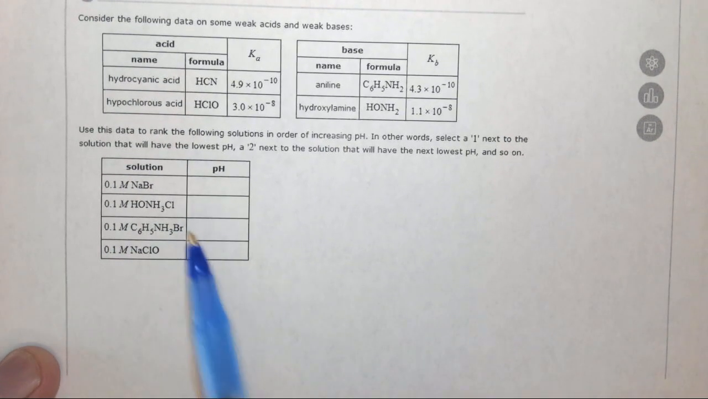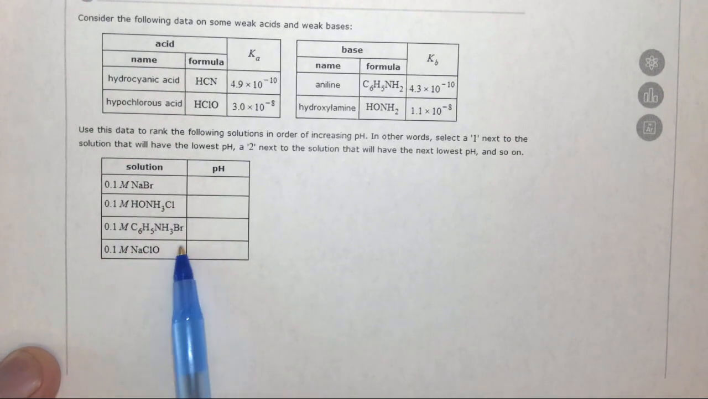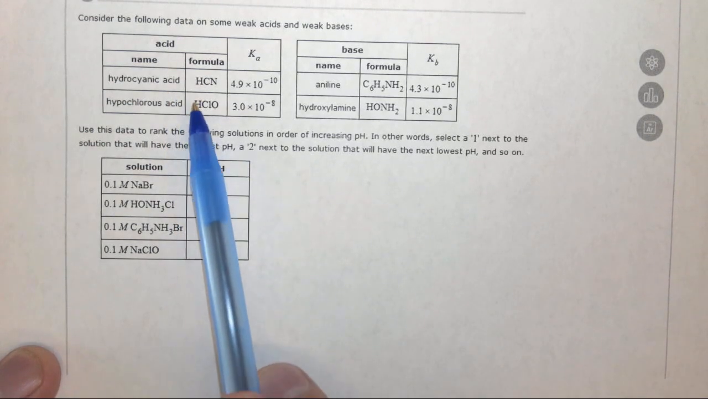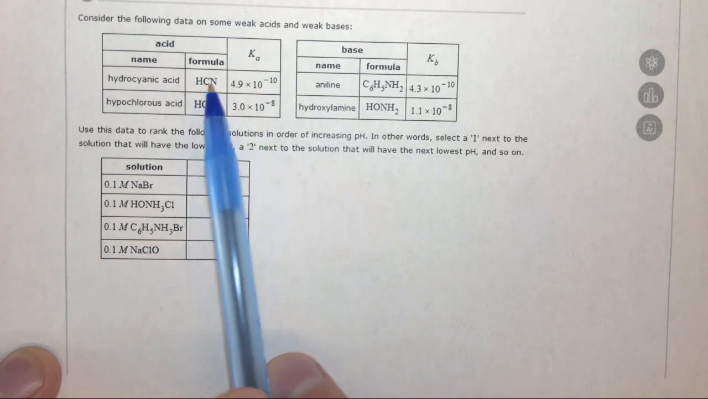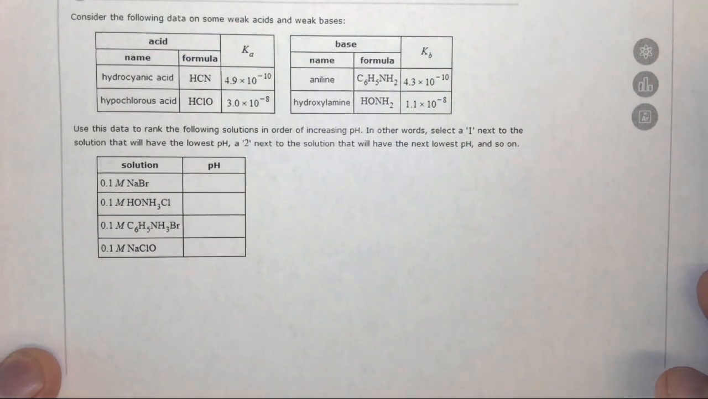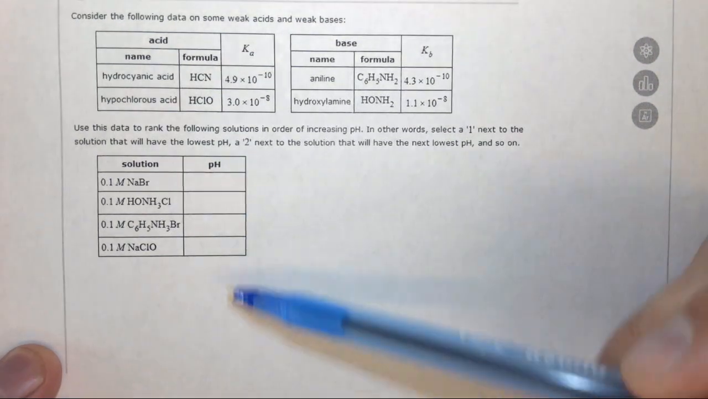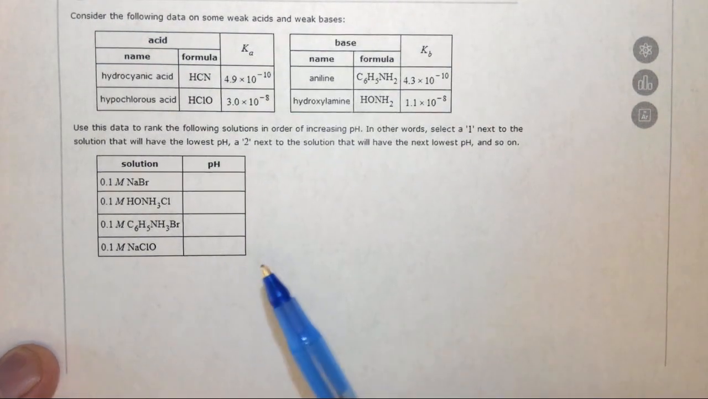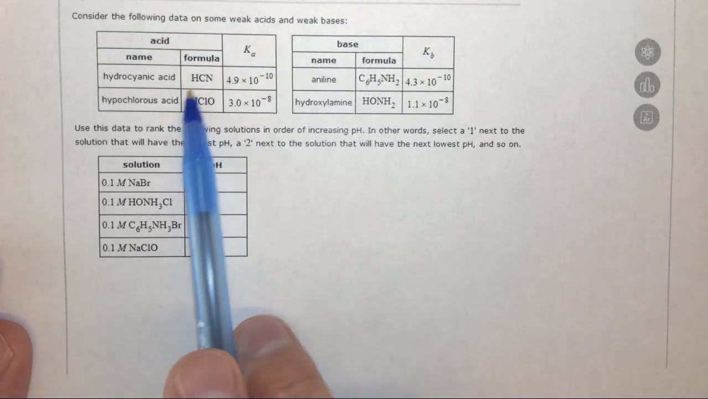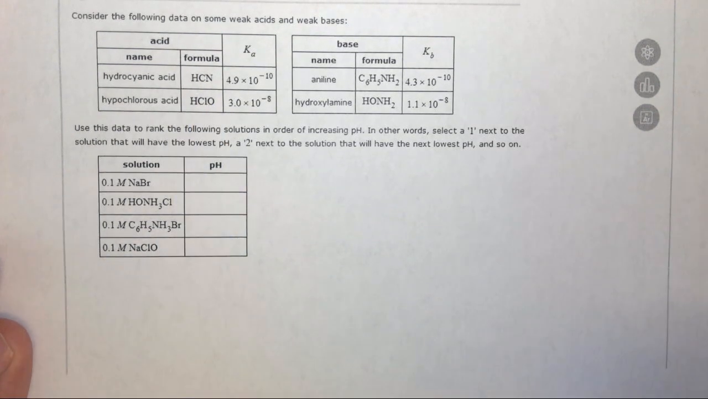In this question, we're asked to rank several compounds in terms of their pH. And we're given some information, such as the Ka of a couple of weak acids and the Kb of a couple of weak bases. And before we get into actually determining the rank order of the pH, I want to talk a little bit about the Ka and the Kb.